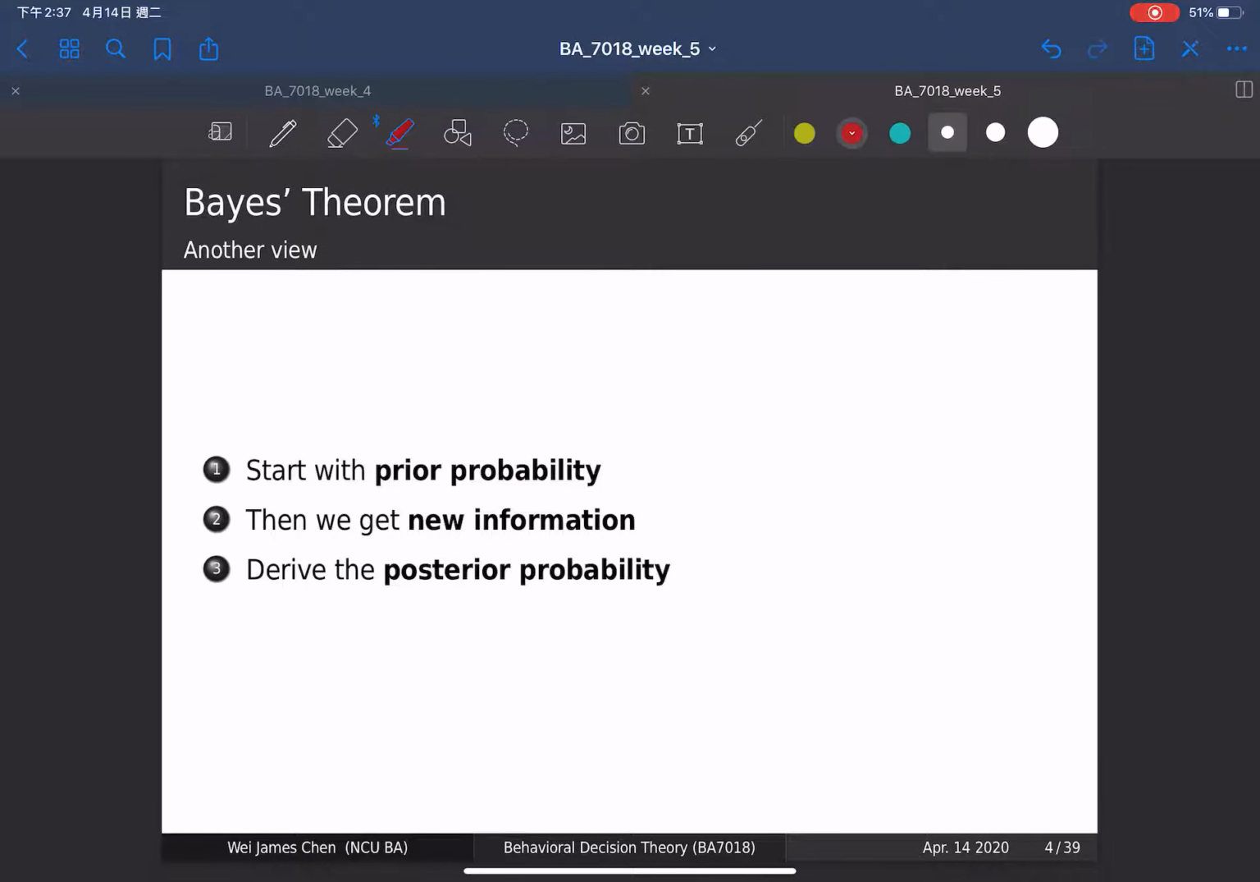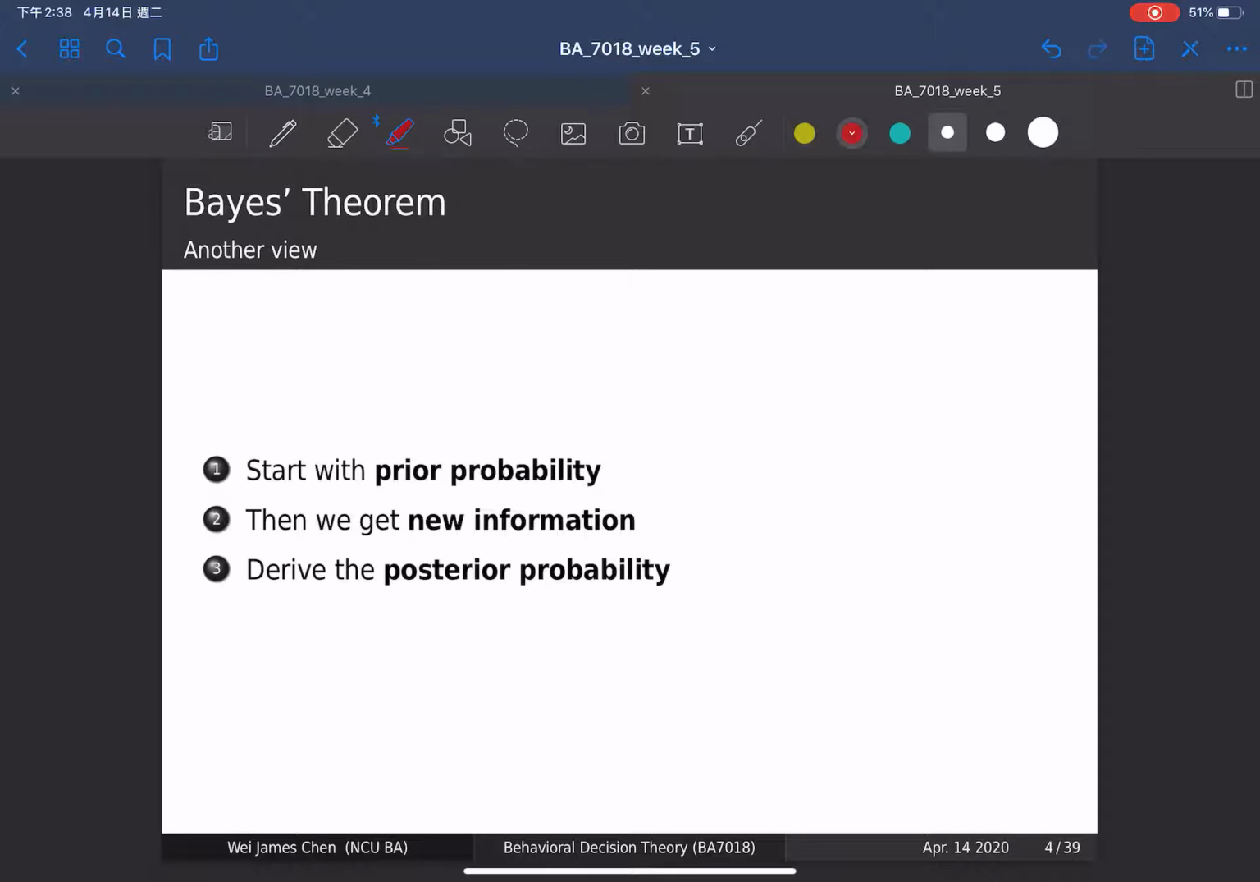So Bayes' theorem, another view is that you will start with a prior probability. Bayes' theorem is sort of Bayes statistics. That's actually a term. Bayes statistics is compared to so-called classical probability or classical statistics. Classic is what basically you learn in an undergrad first statistics course, or in high school.